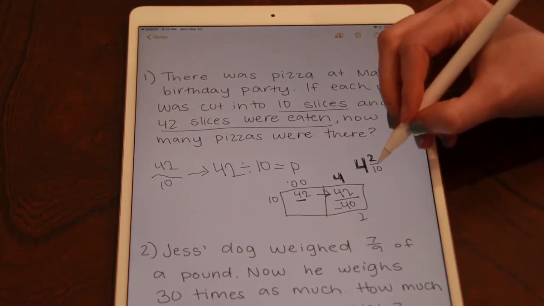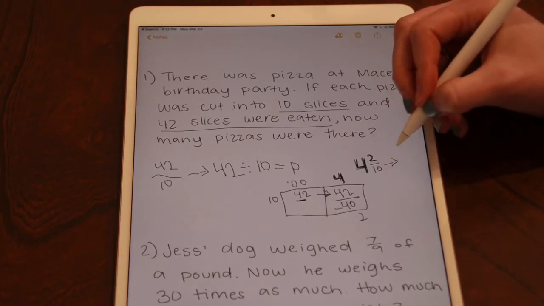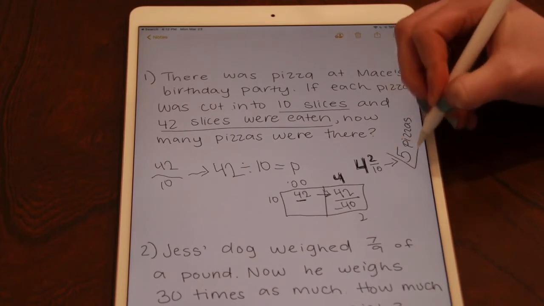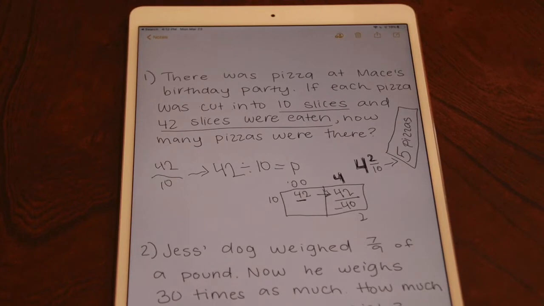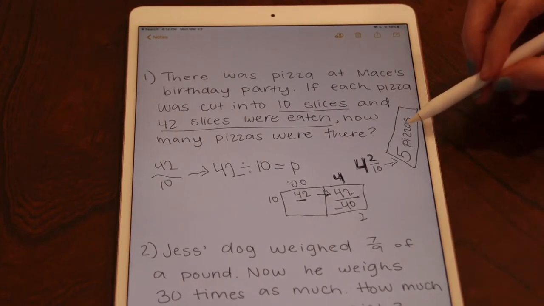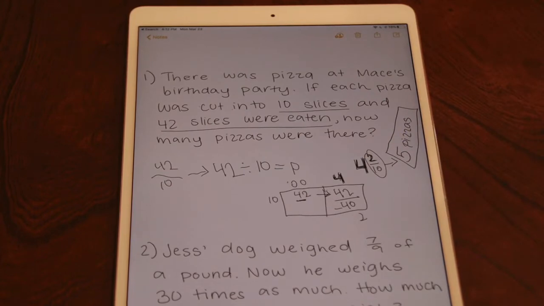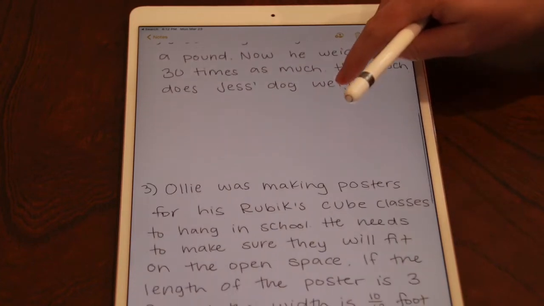No. I'd have to round up the remainder and make it 5 pizzas as my answer, because that's how many pieces. If we only had 4, we wouldn't have had enough for everyone. We had to have that 5th extra pizza to get those extra 2 slices. Okay? So let's take a look at this next one.